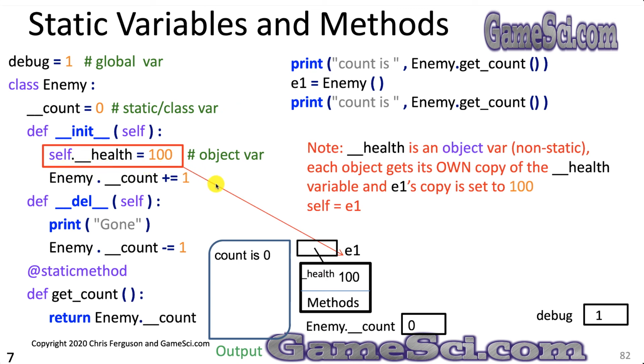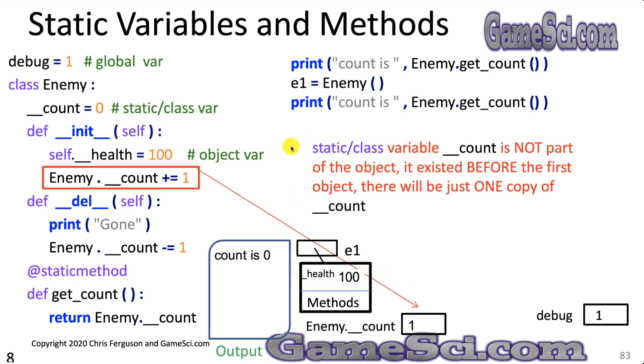Self.__health equals 100. Each and every time I build an object out of the class Enemy, I will build a health variable. Note that __health is an object variable. It's not static. Each object gets its own copy of __health, and E1's copy is set to 100. Recall when we called the method, self equals E1 was set, so when I say self.__health equals 100, E1's health variable gets set to 100.